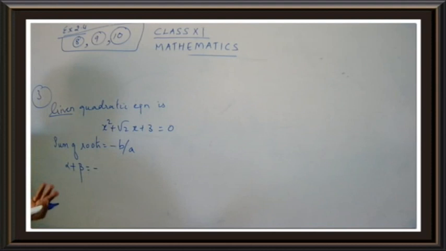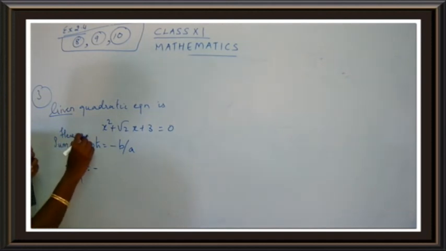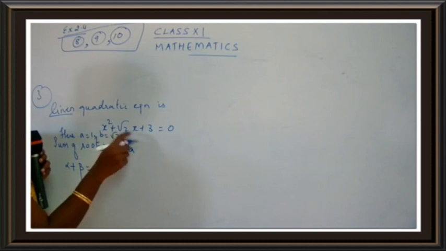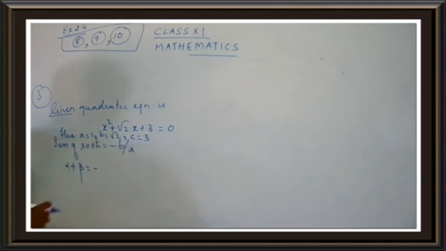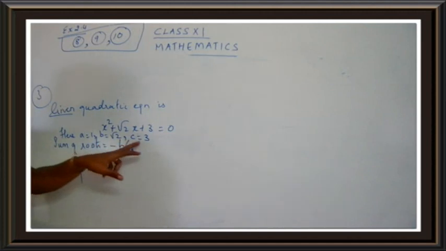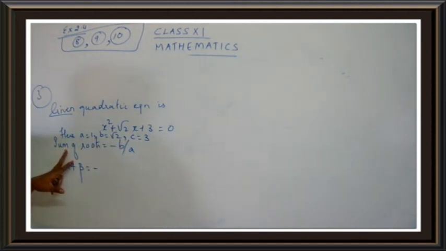If you are able to write your answers directly, well and good, I'll be happy. Or you can just mention the step here. Here a is equal to 1, the coefficient of x square. B is equal to root 2, the coefficient of x. And c is equal to 3, the constant term. So here a is equal to 1, b is equal to root 2, and c is equal to 3. So now I'm going to find out the sum of roots. The formula for sum of roots is minus b upon a.